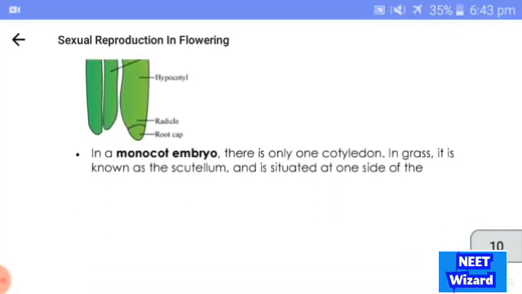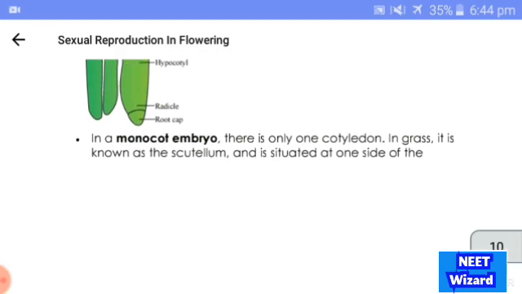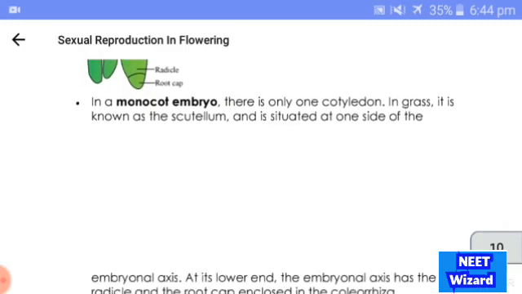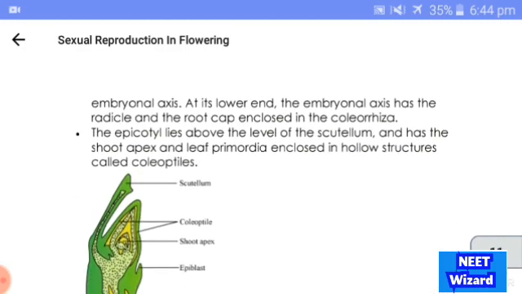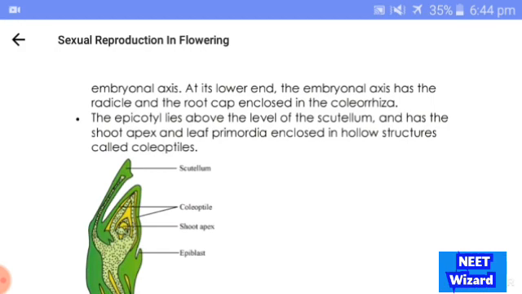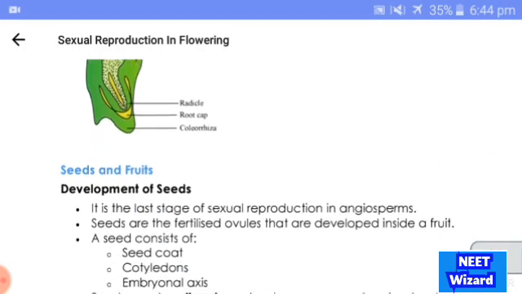In a monocot embryo, there is only one cotyledon. In grass, it is known as scutellum and is situated at one side of the embryonal axis. At its lower end, the embryonal axis has the radicle and the root cap enclosed in the coleorhiza. The epicotyl lies above the level of the scutellum and has the shoot apex and leaf primordia enclosed in hollow structures called coleoptiles.